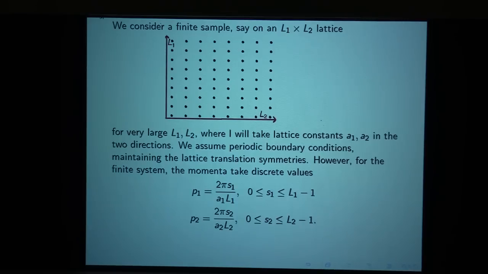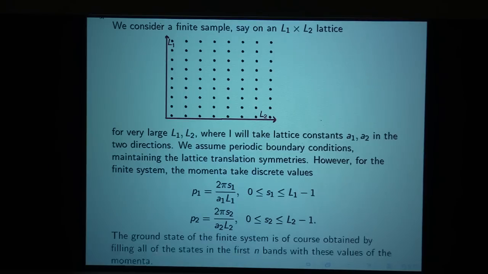And because we have L1 sites in one direction and L2 in the other direction, S1 and S2 take L1 or L2 values, respectively. Now, the ground state of the finite system, from the point of view of band theory, is obtained by filling all the states in the first n bands that have these values of the momentum.